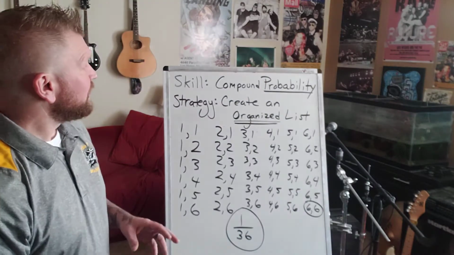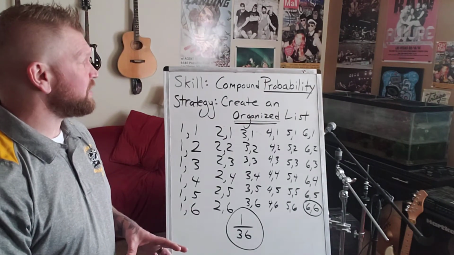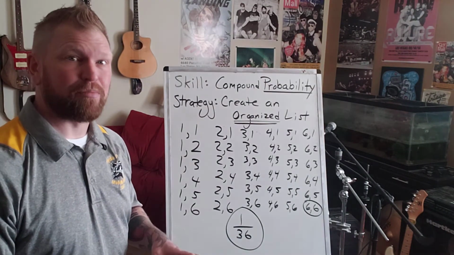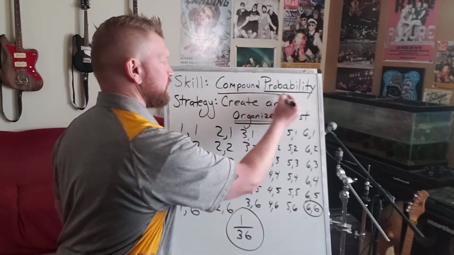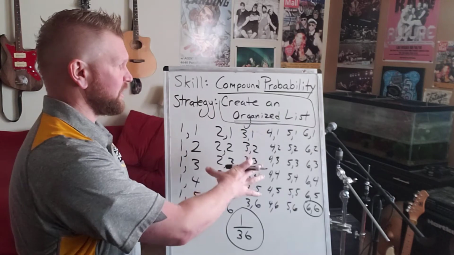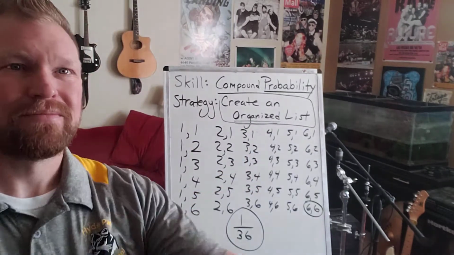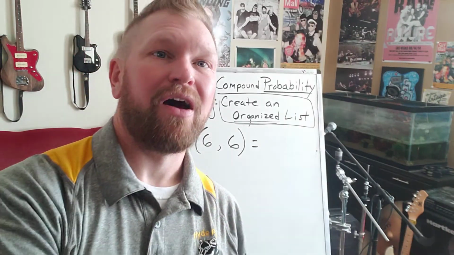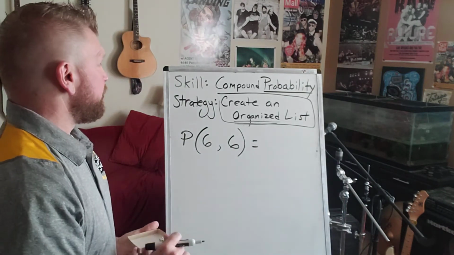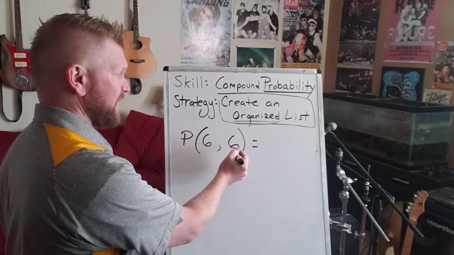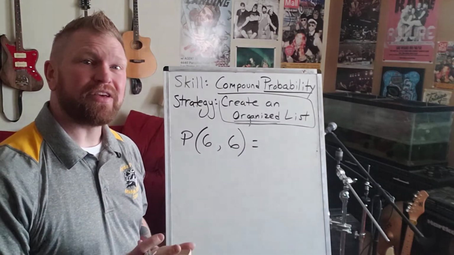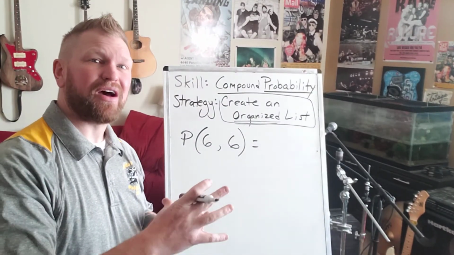All right, so let me show you another way that we can get this with a shortcut, understanding compound probability. Now, if you don't know the shortcut, then again, creating an organized list is the way to go, just like this. All right, here's the shortcut. If you want to get the probability of rolling a 6 and then rolling a 6 again, what you can do is get the probability of each event and then go from there.